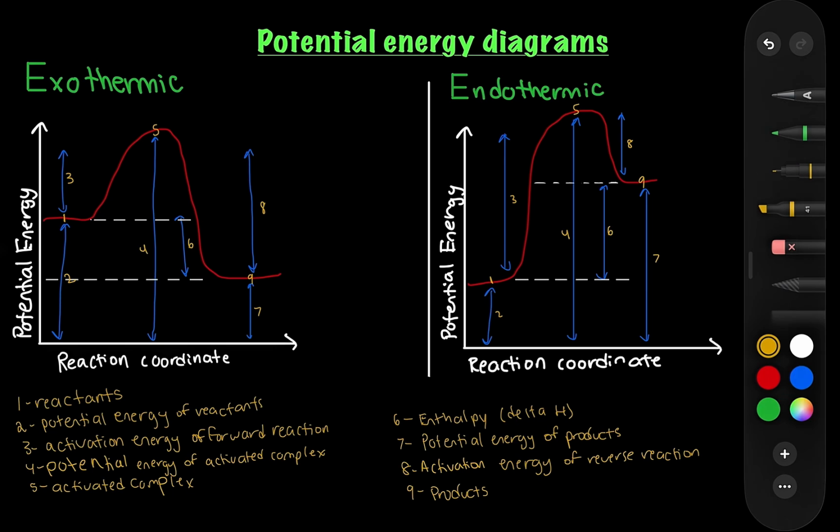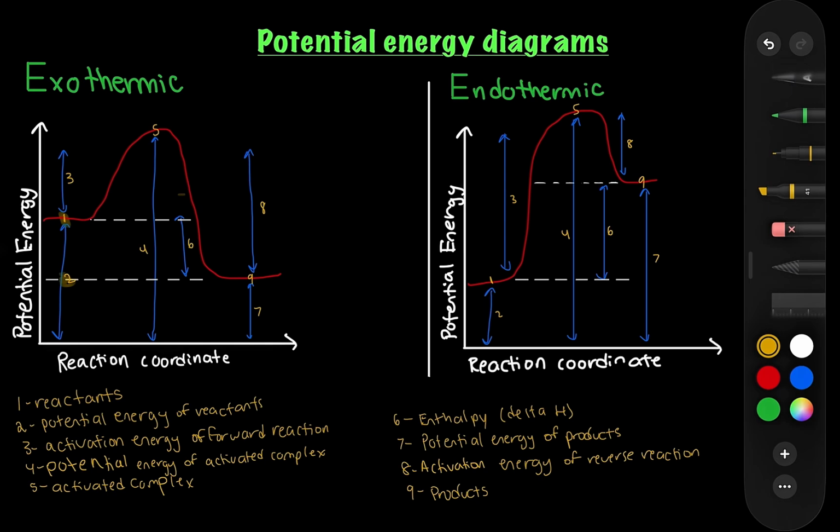So if we look at number 1, we have our reactants. As we can see in our key over here, our reactants are just what's on the left side of the diagram. Then we have below number 2, which is the potential energy of the reactants. So it's just the stored energy of the reactants that's going to be used eventually for the reaction to happen.